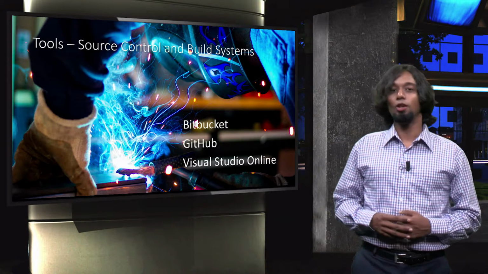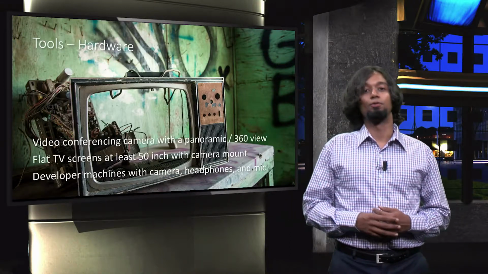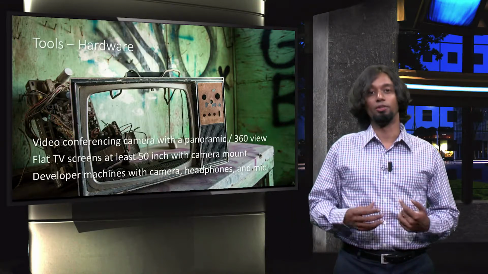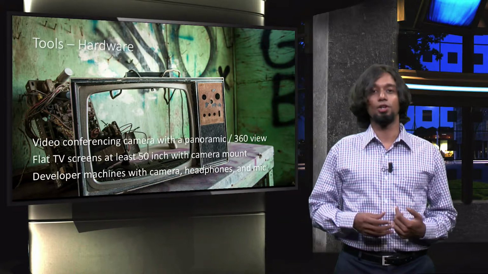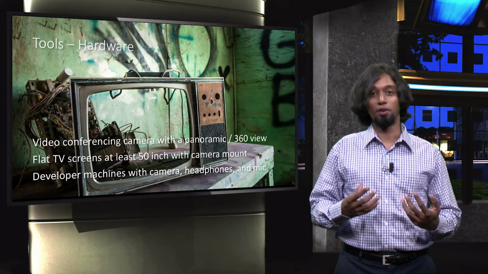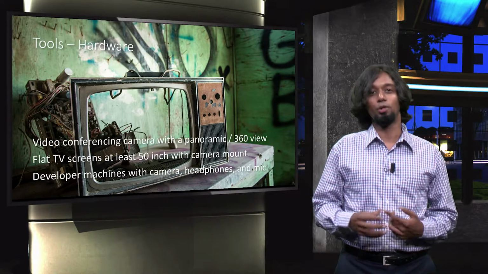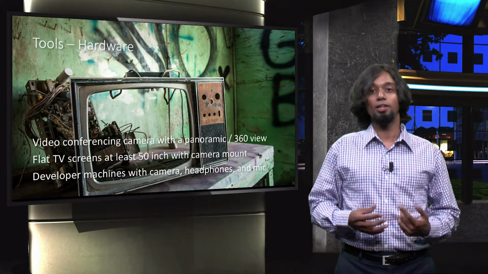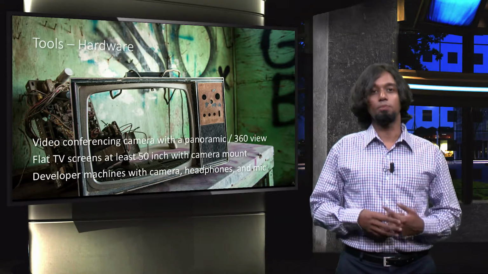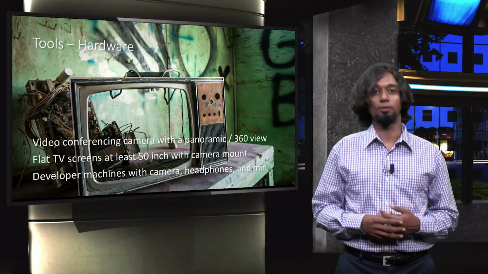So to close off, I would like to give some tips for hardware requirements for distributed software development in general. First, it is good to use some kind of video conferencing camera to get a view of the entire team, with a panoramic or 360-degree view. In this way, everybody in a team can see each other and people can communicate in a much better way.